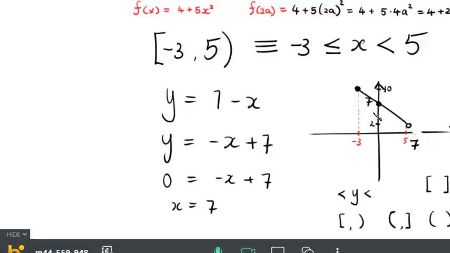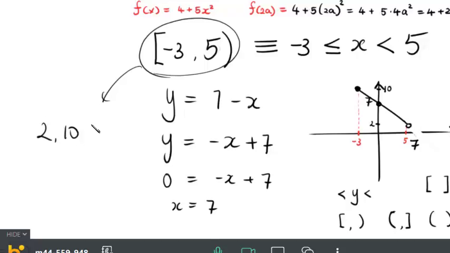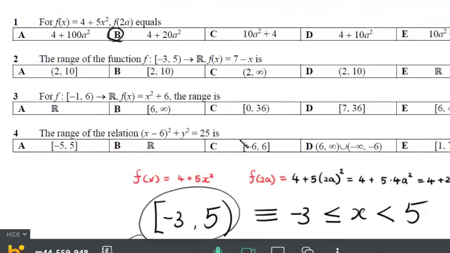So the answer is, so domain was like this, but the range that corresponds to it is 2 to 10, but it includes 10 and doesn't include 2. Do you see that? So the answer is 2 to 10, but it's like this. Includes 10. Okay, so it's actually, you know, this, so square bracket and round bracket are swapped around.